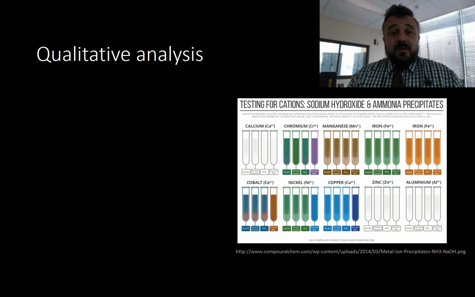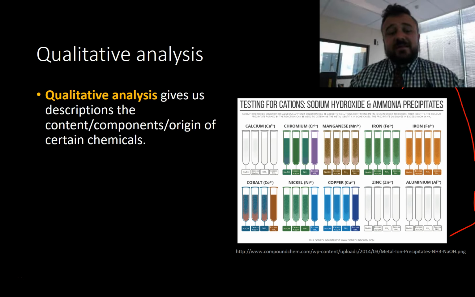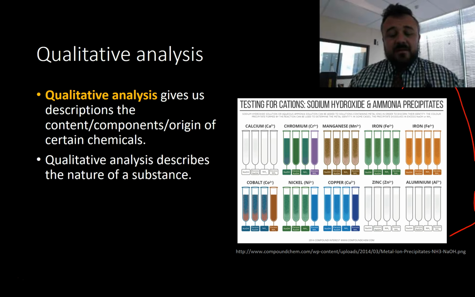So down to our right here, we have a very common example of qualitative analysis in chemistry, which is the testing for cations and the precipitate tests. Now, qualitative analysis gives us a description of the content or the components or even the origins of certain chemicals within a mixture or a sample that we have. The qualitative analysis describes the nature of the substance as opposed to how much of something there is.